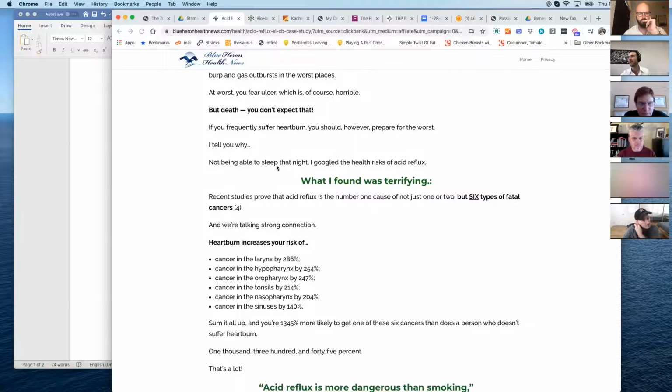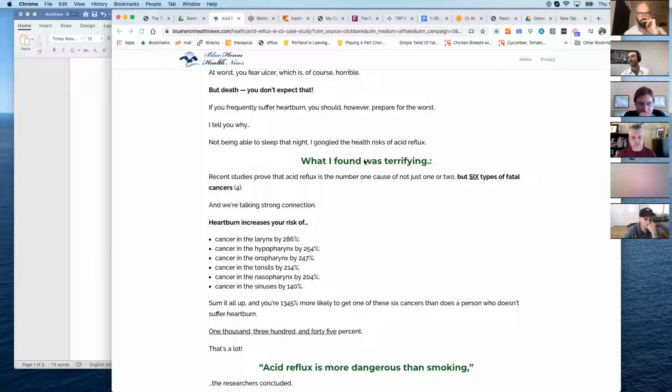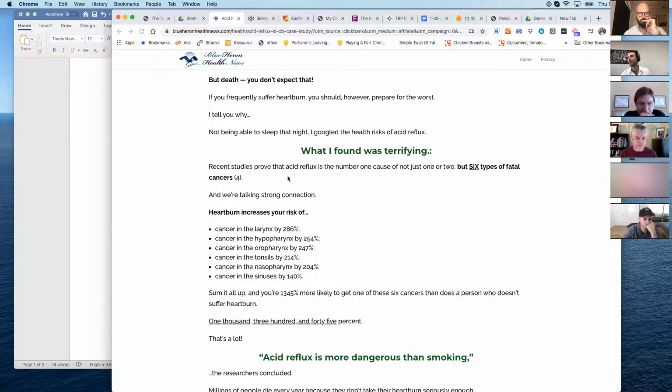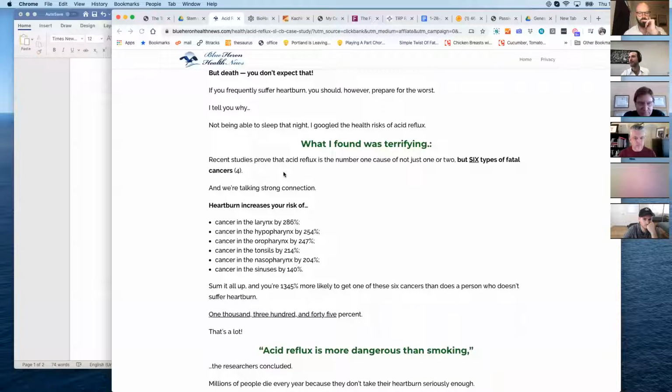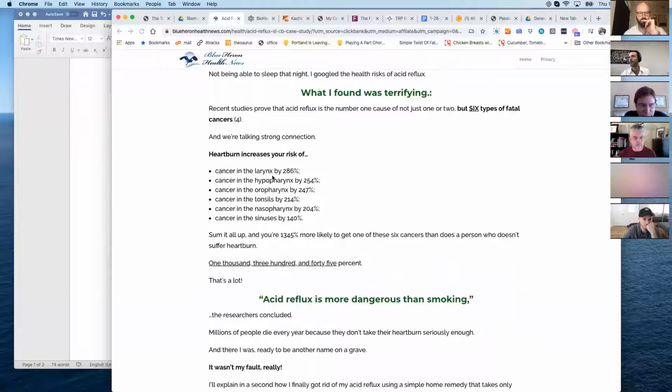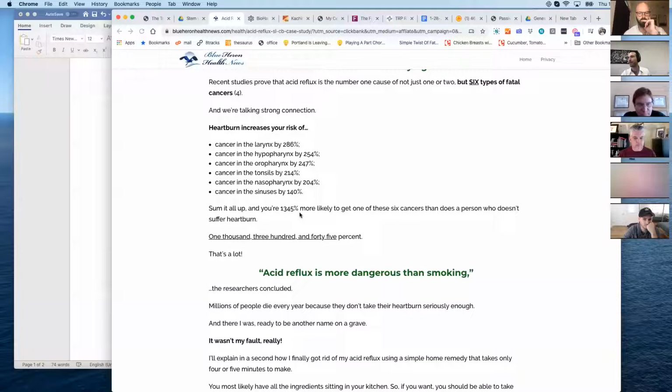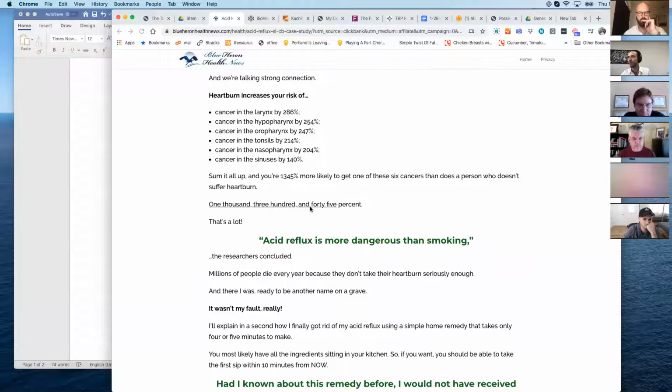Not being able to sleep that night, I Googled the health risks of acid reflux. What I found was terrifying. Recent studies prove that acid reflux is the number one cause of not just 1 or 2, but 6 types of fatal cancers. And we're talking strong connections. Heartburn increases the risk of cancer, cancer, cancer, cancer, cancer. Sum it all up, that's 1,345% more likely to get 26 cancers than a person who doesn't suffer from heartburn.